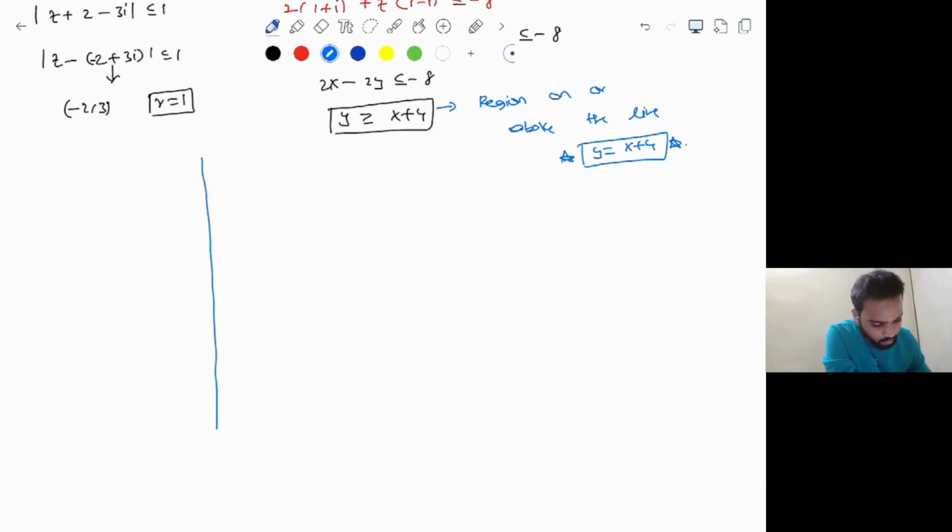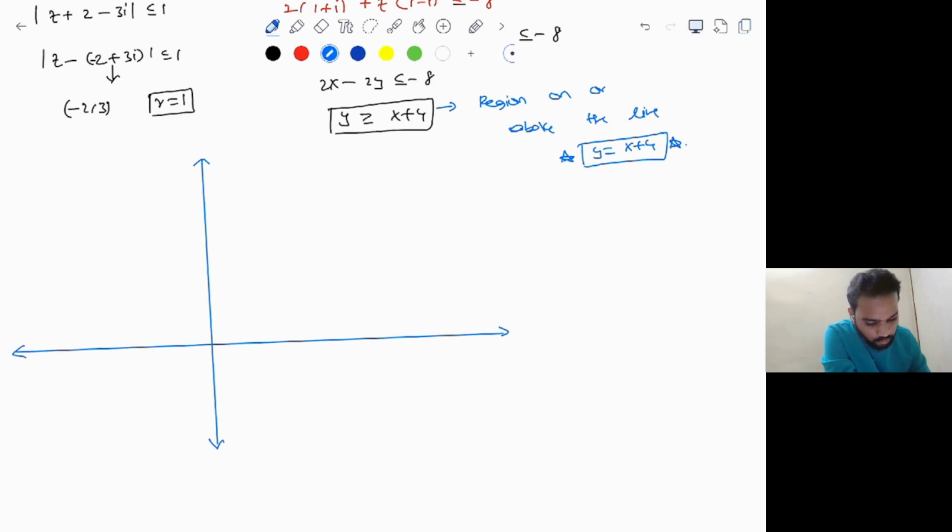As I told, it's a pure geometry application. We will try to do it carefully. So what is the center of the circle here? Minus 2 comma 3, and the radius is equal to 1, which means the circle completely lies in quadrant 2. Let me mark the center also, which is minus 2 comma 3. And then the radius is equal to 1. Next one is what? y is equal to x plus 4. If you try to plot this y equals x plus 4, you will get something like this.